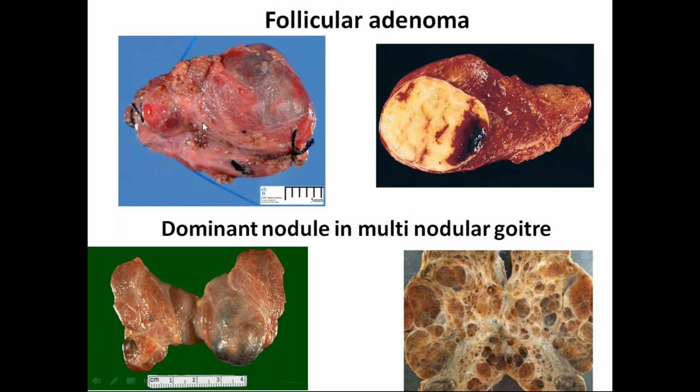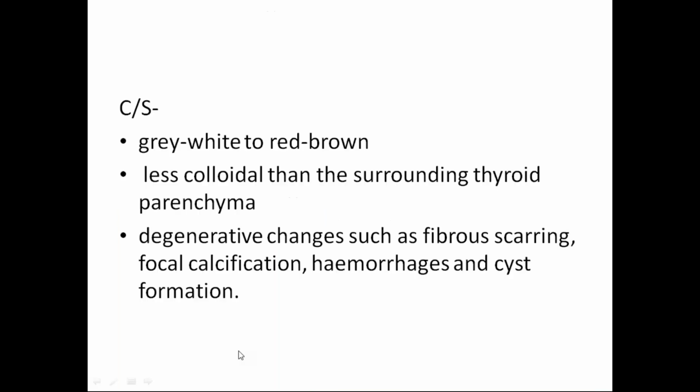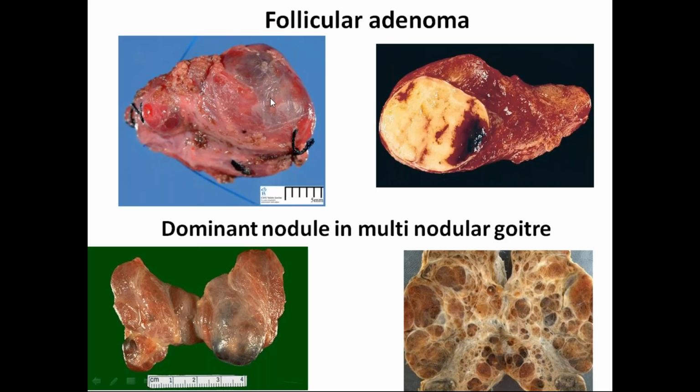Clinically, this is the dominant nodule in multinodular goiter, and this is the nodule in follicular adenoma. Clinically, the patient presents with the same solitary nodule in the thyroid region. Whenever we palpate it, it is solid in consistency in follicular adenoma, whereas in multinodular goiter it is cystic in consistency because it is a cystically dilated space which is filled with the colloid. Colloid is nothing but a fluid. So it is solid in consistency, whereas it is cystic in consistency.